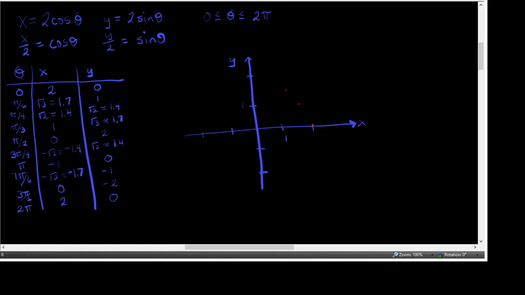The next point is at 1, 1.7, about right there. The next point is at 0, 2. Next point is negative 1.4, positive 1.4. Say it's about right there. Next point is at negative 2, 0. Next point is at negative 1.7, negative 1. It's about right there. Next point is at 0, negative 2, and then 2, back to 2, 0.